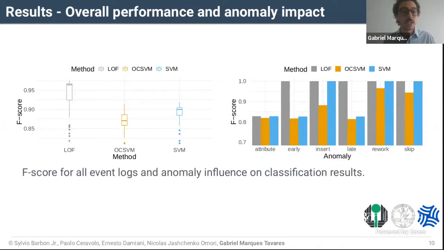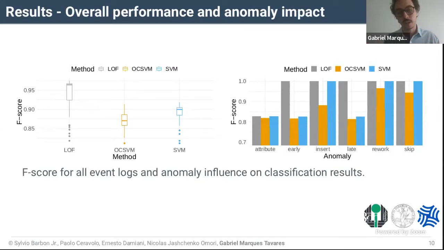As a next evaluation, we have the overall performance and also the anomaly impact. On the left-hand side, you can see the overall performance of the three algorithms we have tested. And it's clear from the F-score perspective that LOF outperforms the other methods. Then we have SVM and one-class SVM. So this box plot shows us that one-class classification not only can be a solution in a scarcity-of-labels scenario, but also outperforms traditional machine learning techniques, which have been used in several works for the detection of anomalies in business processes.